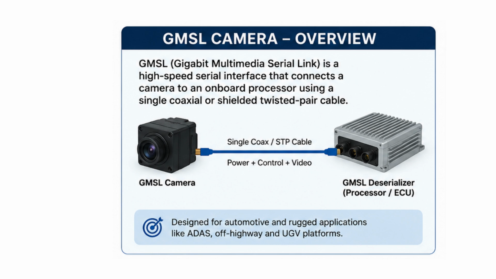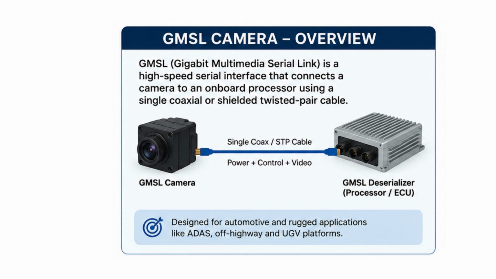Now let us understand a GMSL camera. GMSL stands for Gigabit Multimedia Serial Link. It is a high-speed camera interface designed mainly for automotive, industrial, and rugged vehicle applications. In this system, the camera captures video, and a serializer converts the video and control data into a high-speed serial stream. This data then travels through a single coaxial or shielded twisted pair cable. At the processor end, a deserializer reconstructs the video for processing, display, recording, or AI use.